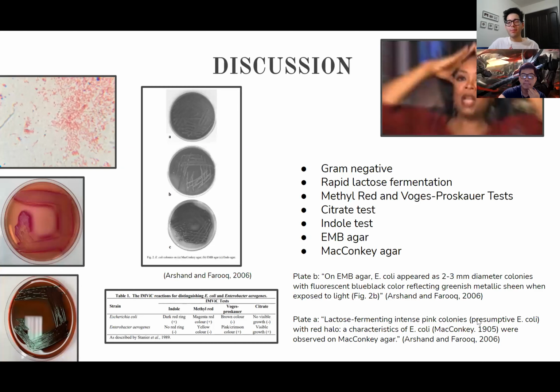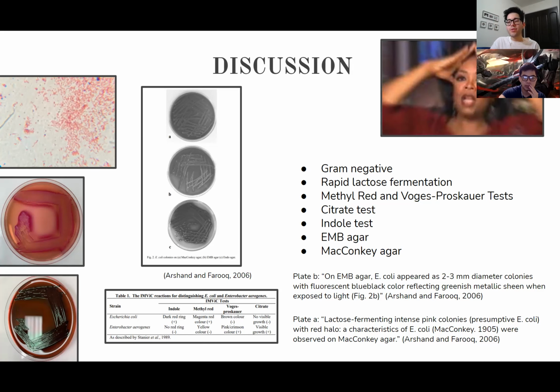And now for the problematic discussion. We based our results on this study identifying E. coli. The citations that I have there refer to a study done in 2006 that performed identification tests on E. coli.